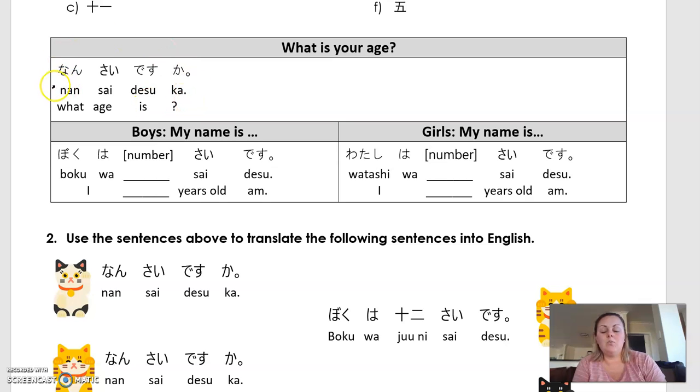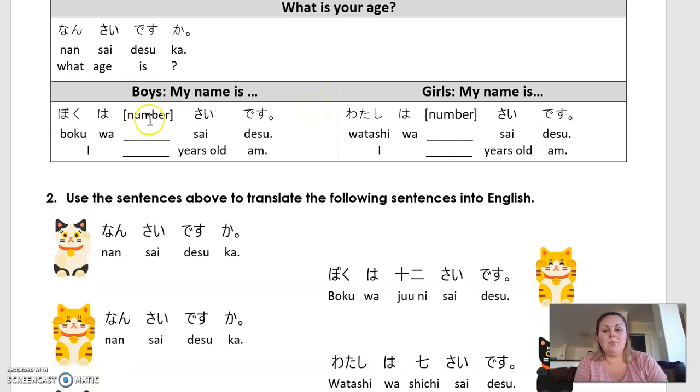Okay, so the word for what is the same, which is nan, desu is the same, and ka means question mark. So nan desu ka, all of those three words are the same as we learnt last week. The only new word we have is this word here, which means age or years old, and it's pronounced sai. So altogether, it means what age is question mark, or how old are you? What is your age? Nansai desu ka? Nansai desu ka? That's how we ask someone what their age is.